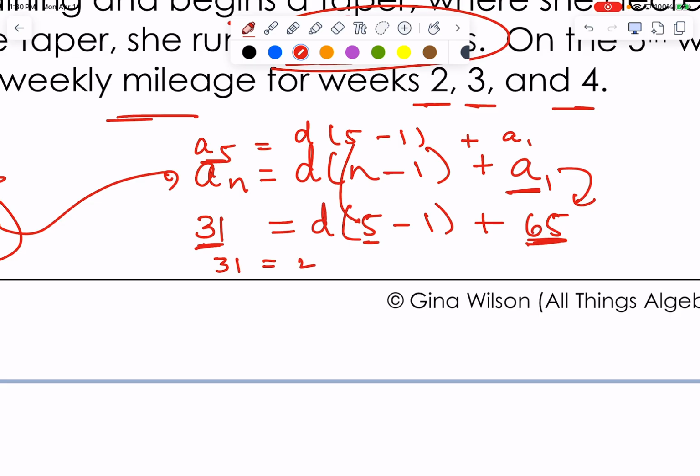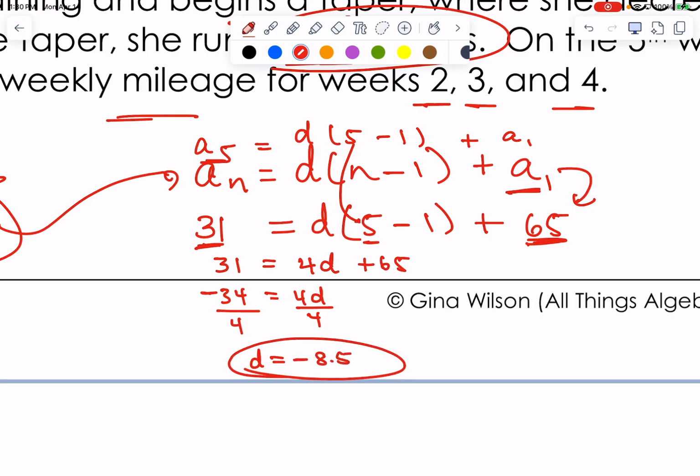So we get 4D plus 65, minus 65. What's 31 minus 65? Negative 34 is equal to 4D. Divide by 4. What does that give us? Negative 8.5. So she's decreasing her mileage about 8.5 miles per week. So she's dropping mileage about 8.5 miles a week, which is pretty typical.